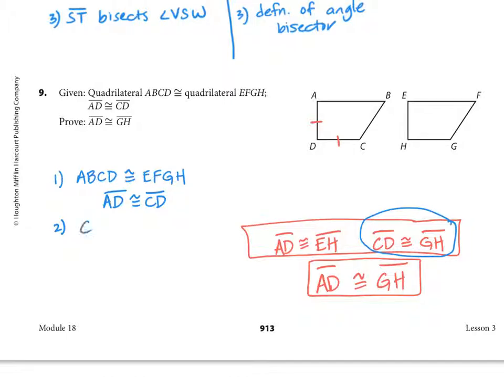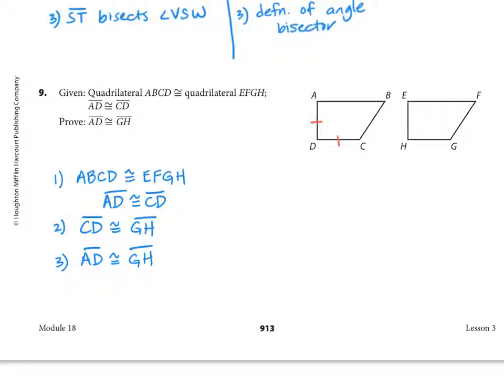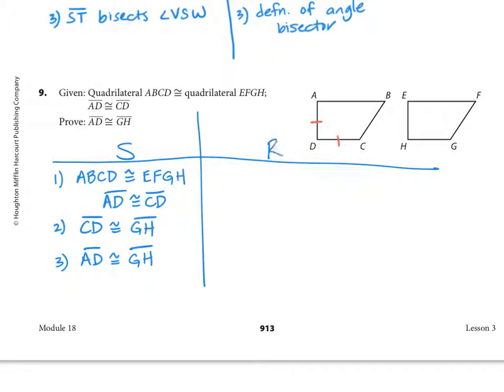You might, if you don't see it yet, this might help you by writing it over here. So segment CD is congruent to segment GH. And then we can finally say that segment AD is congruent to segment GH. Okay. I'm going to erase all of that. Now we've got to write our reasons. So here's my horizontal line, statements, and then on the right side, reasons.